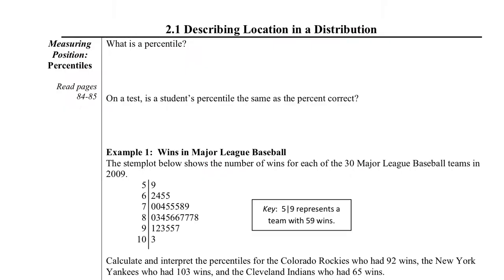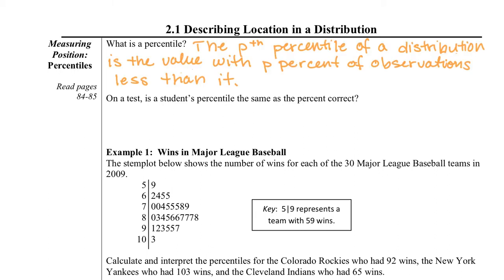In the last chapter, we focused on distributions, how to describe them, how to measure them. In this one, we're going to take a specific value within that distribution and talk about its location. One of these measures of location is called the percentile. And the wording on this definition is a little odd, so let me walk you through it.